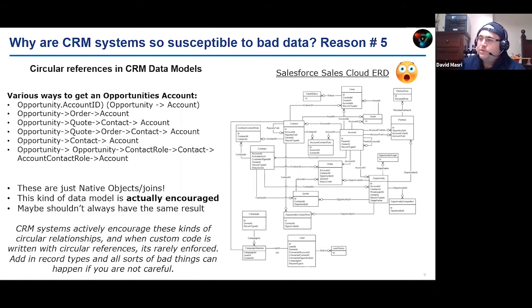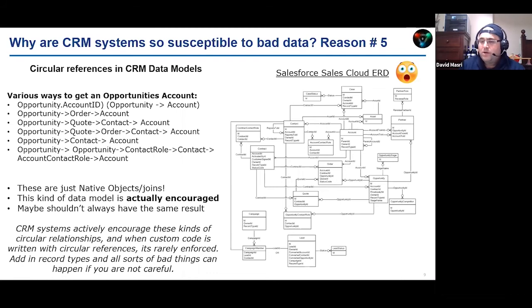You don't necessarily know, or easily know, which is the right way to triangulate to get to the proper data. And then you add in things like record types, and this gets incredibly more complex and often causes a lot of other issues. Then again, this is why we're always writing workflows and process builders to keep data in sync across various different objects.